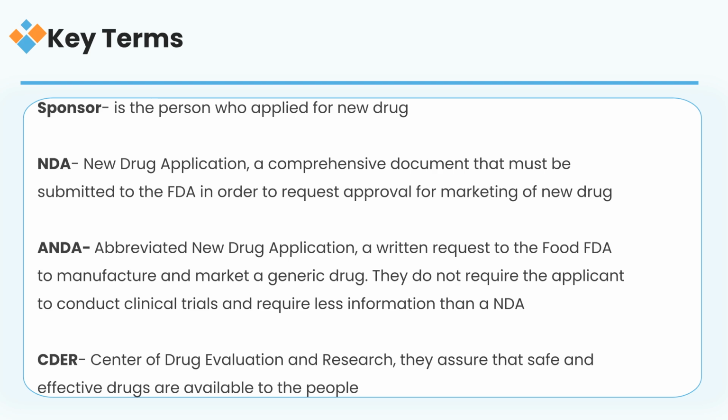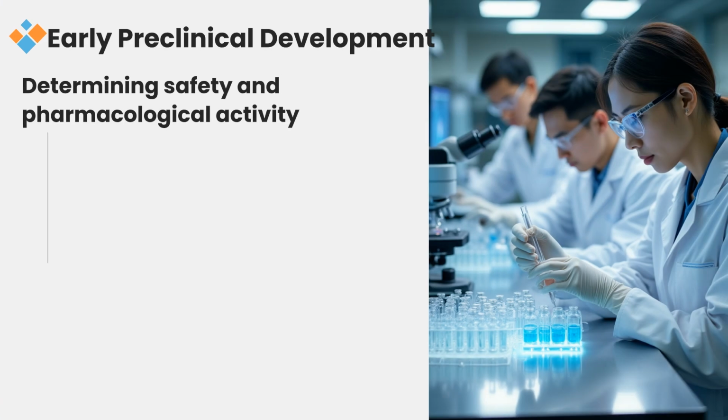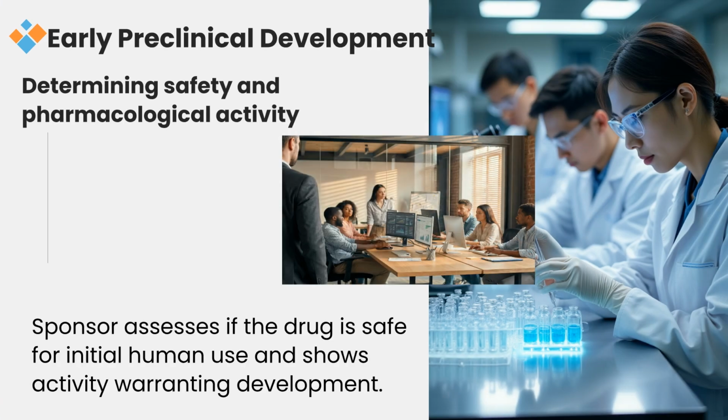The ANDA is for generic drug approval. ANDA is technically the application if the generic is already available and you are testing for its counterpart, or the drug being developed is another counterpart. CDER assures that safe and effective drugs are available, while CBER is the Center for Biologics Evaluation and Research for those vaccines and biologics.